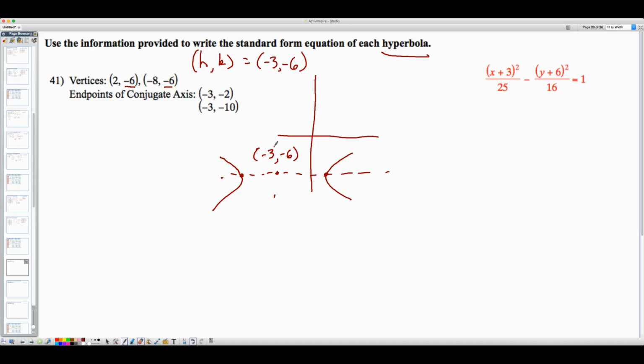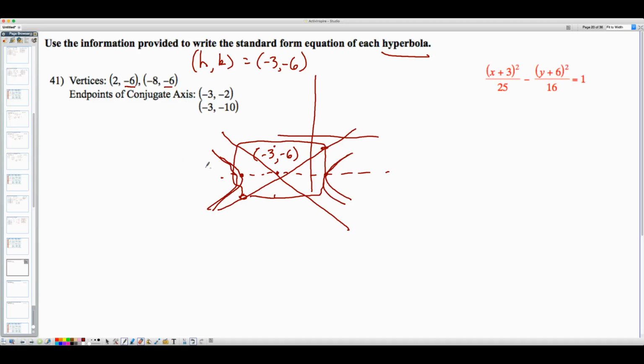And so if I were to make a box out of this, you could see where the vertices are going to be here for the asymptotes. So it would show me better what the graph is going to look like. But I know it's going to open this way and this way.